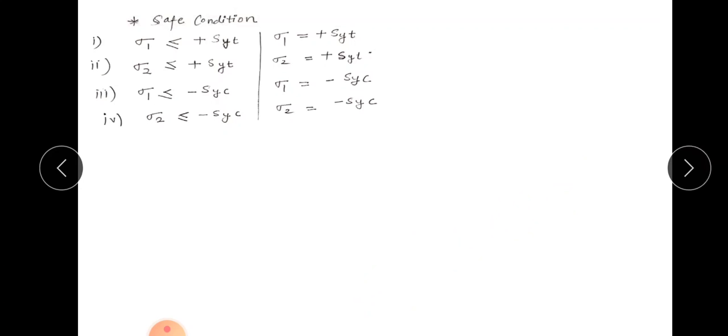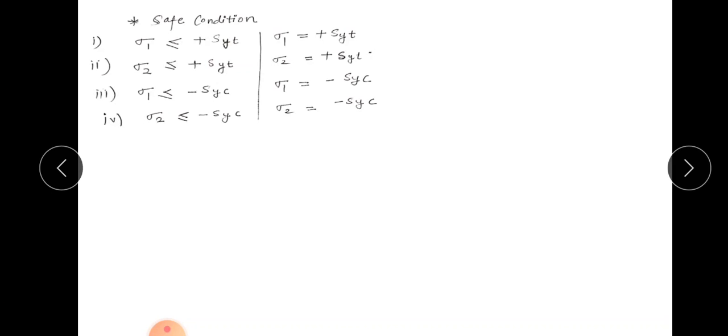Similarly, if you consider sigma 2, then sigma 2 is less than or equal to plus SYT. Then the third case, we consider the compressive case, so sigma 1 is less than or equal to minus SYC, and the fourth case is sigma 2 is less than or equal to minus SYC. Now, since we are considering a limiting condition, sigma 1 should be either plus SYT or minus SYC.